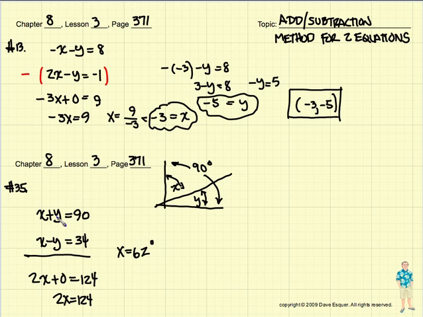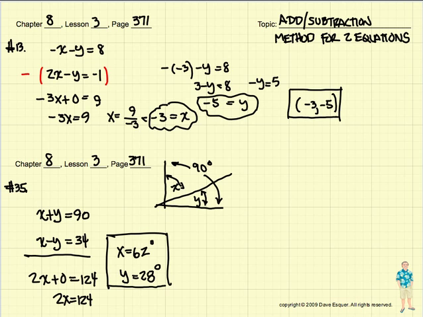So if x turns out to be 62, something plus 62 is 90, I think you can figure out pretty rapidly that y turns out to be 28 degrees. So the two angles for problem number 35 are one angle was 62 and one angle was 28. Add or subtraction is pretty powerful, so is substitution.